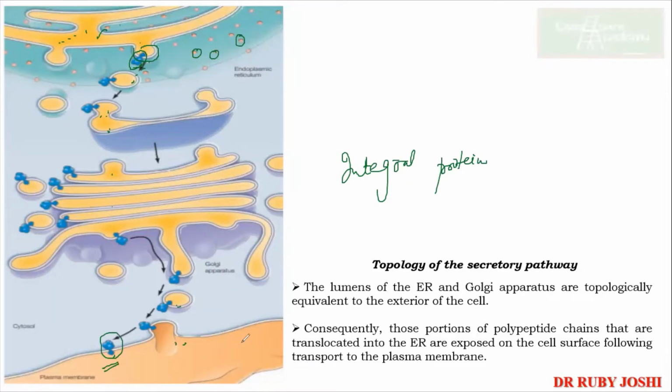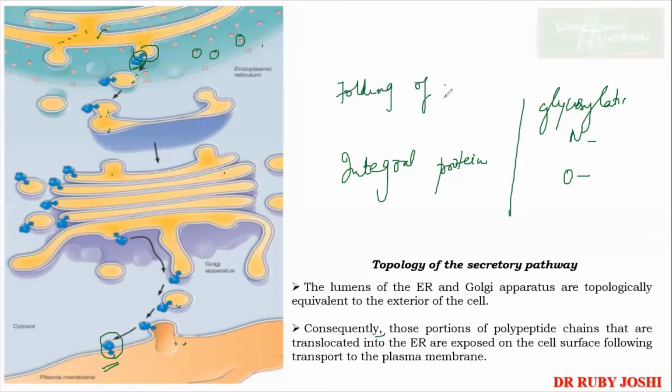Now we'll talk about what kind of modification happens in the Golgi apparatus. There are certain phosphate linkages, or you can have glycosylation happening. There are two types of glycosylation: N-linked glycosylation and O-linked glycosylation. We'll come to these details, what kind of modification happens in the Golgi apparatus. Whereas in the case of the ER, it is the folding of protein which is happening.